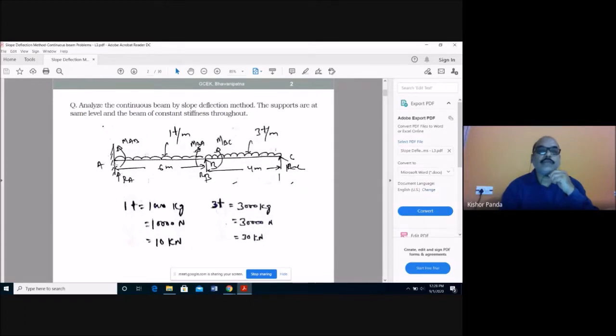Here the span of the beam is given as 6 meter for AB and 4 meter for BC. And these are the reactions RA, RB, and RC. You have to find MAB, MBA, MBC, and MCB, which is 0 because this is a simply supported end. So here the moment is 0.